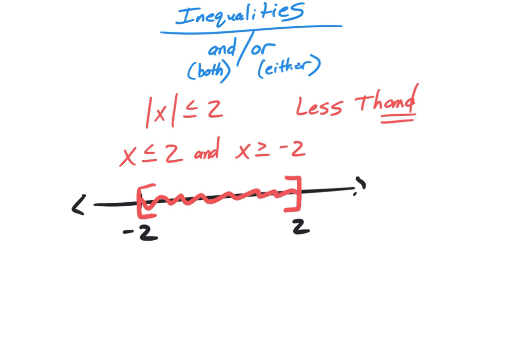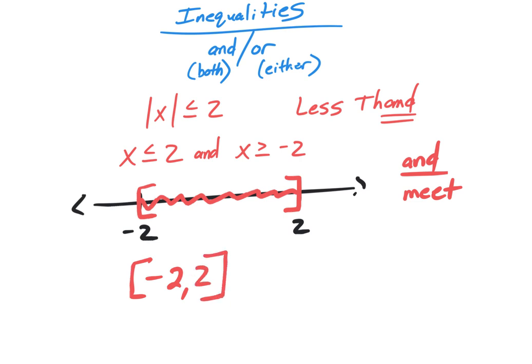And we're going to shade everything in between. Most of the time, when I have an and, the graph is going to meet one another in the middle, okay? That's not true 100% of the time, but majority of the time, ands are going to meet in the middle. You're going to have one coming this way, you're going to have one coming this way, and they're going to meet each other in the middle. When I write my interval notation here, it would look like that. -2 to +2, including both of those.